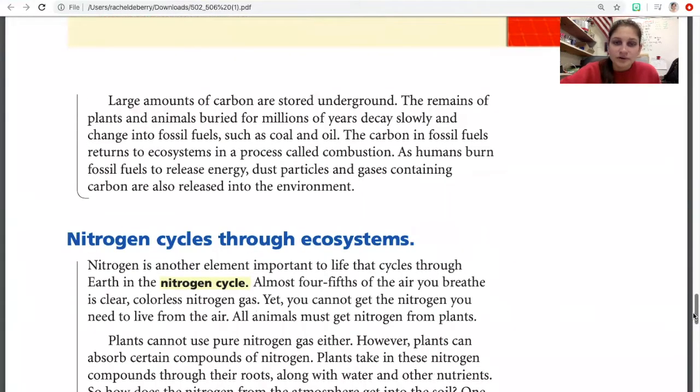Large amounts of carbon are stored underground. The remains of plants and animals buried for millions of years decay slowly and change into fossil fuels such as coal and oil. The carbon in fossil fuels returns to the ecosystem in a process called combustion. As humans burn fossil fuels to release energy, dust particles and gases containing carbon are also released into the environment.